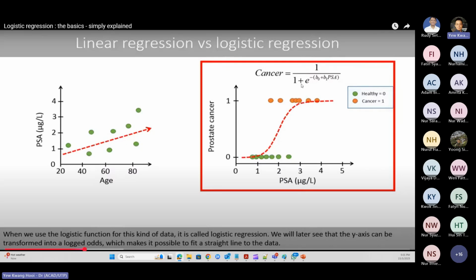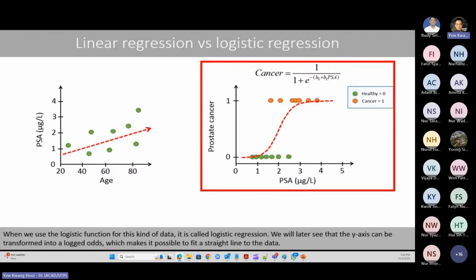It is close to 0 and close to 1, but not exactly 0 and 1, because of the way this formula is done. If the exponential term is very, very big, then the output becomes 0. If it is very, very small, then it becomes 1. The logistic function for this kind of data is called logistic regression.